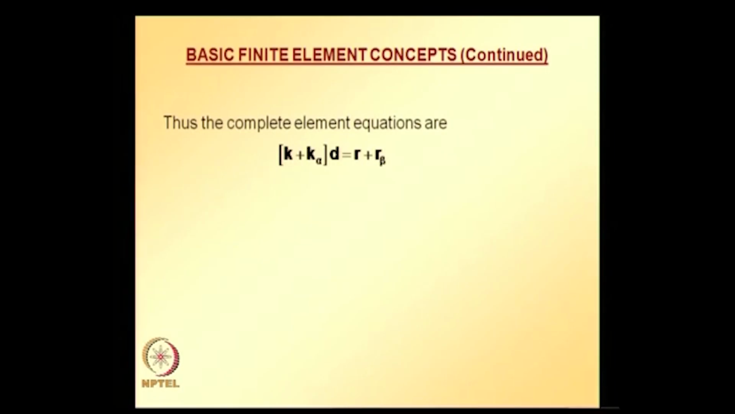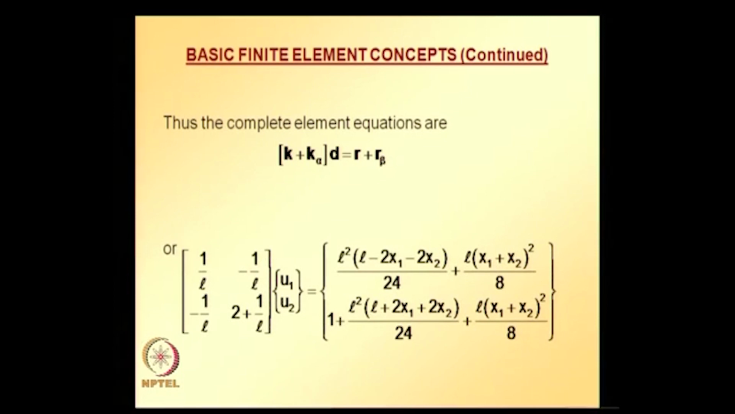So, the final equation system for element with boundary condition looks like this. Now, you substitute what is k, k alpha, d, r, r beta, you get the equation system. So, what we did is we developed element equation system with boundary condition and without boundary condition.